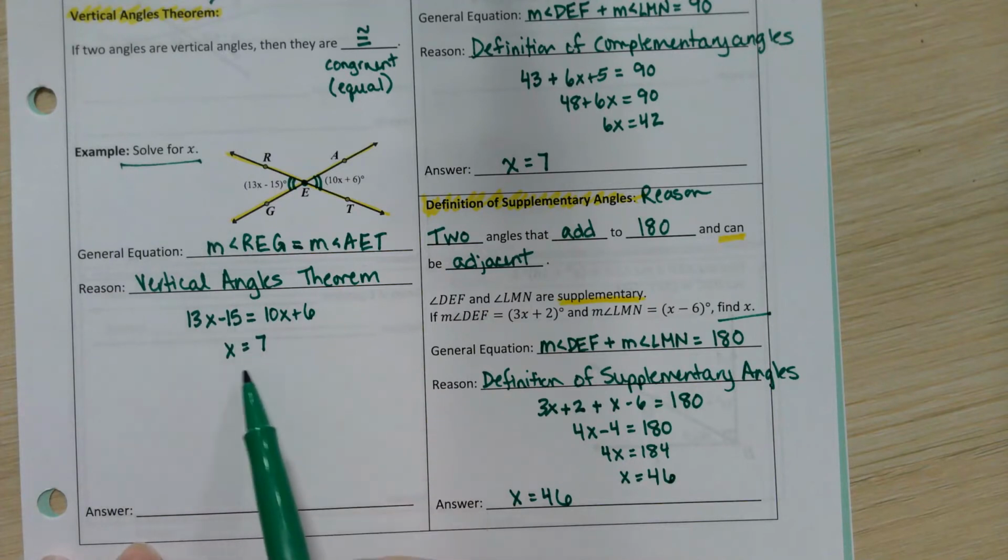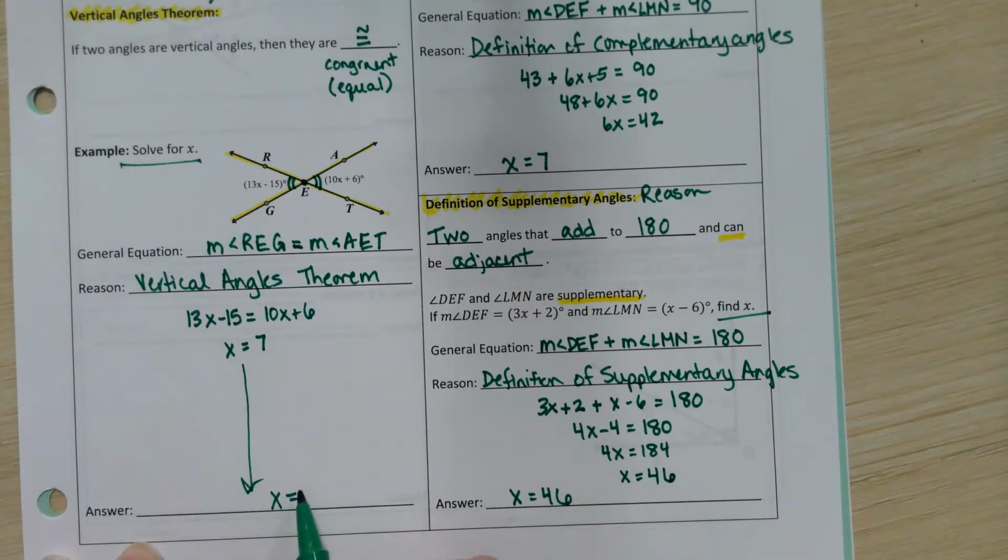Now that we can see the answer blank for this one, I'll drop that down as well. X is equal to 7. All right, go ahead and flip the page and meet me back here for the examples.